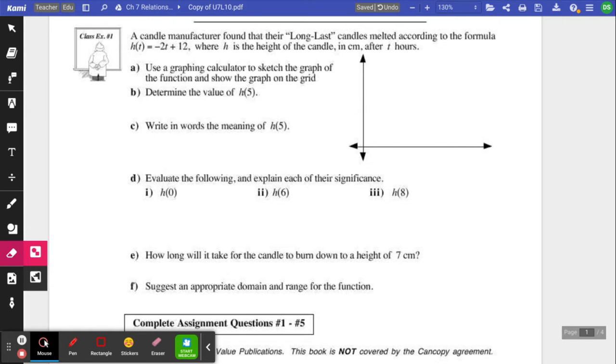The height is the dependent variable. It depends on how long you've been burning the candle. Make sense? So we put this little parenthetical phrase right here just to say height depends on t. Height depends on time. That's all that changes here. You can still use your y equals in your calculator. You still have to find windows. You still have to find domain and range. Not much new. So it says, use a graphing calculator to sketch the graph of the function and show the graph on the grid.